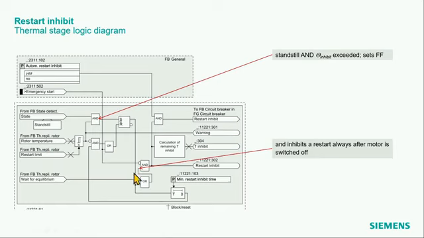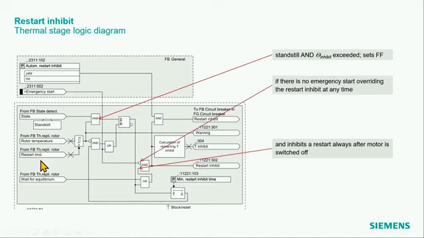And this flip-flop here goes through this OR gate and goes out here, so it gives this restart inhibit signal. So yeah, after the motor is switched off, now we have to see where this motor switched off is. Let me see if this is somewhere here. Yeah, motor switched off, standstill here. Now I got it. So here this is for the standstill. Okay, and then it goes through here.